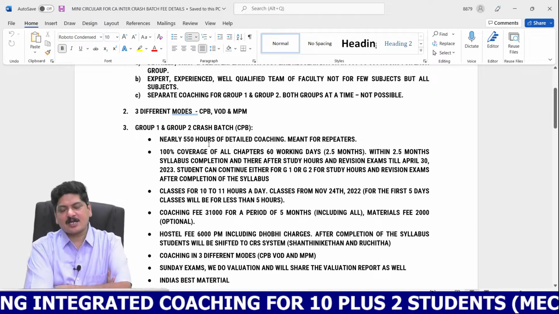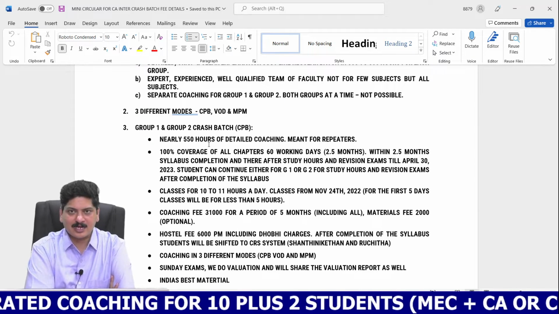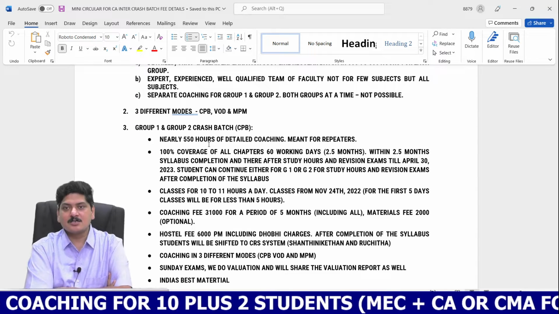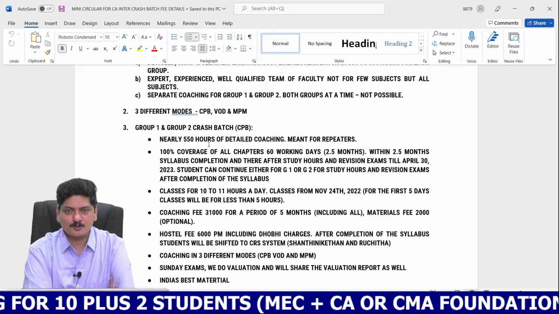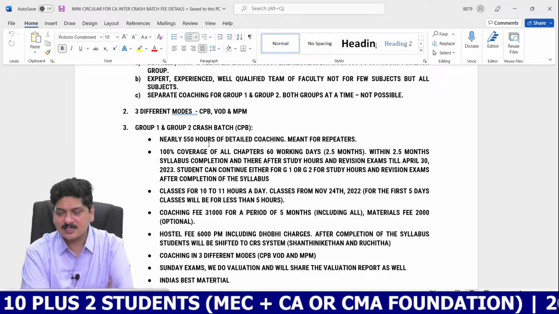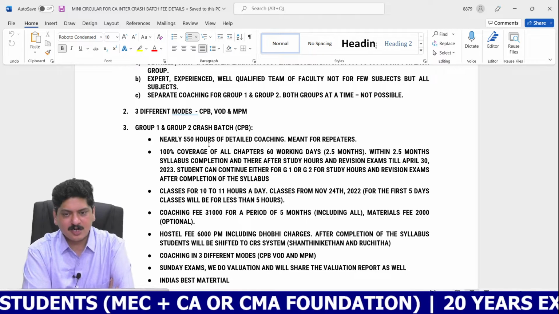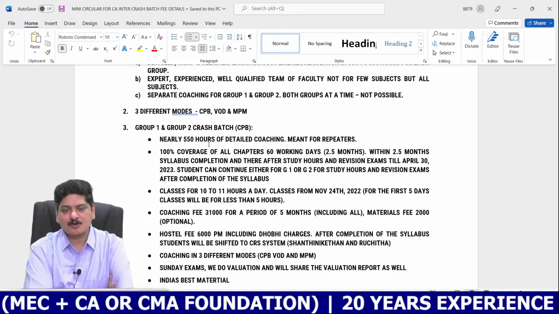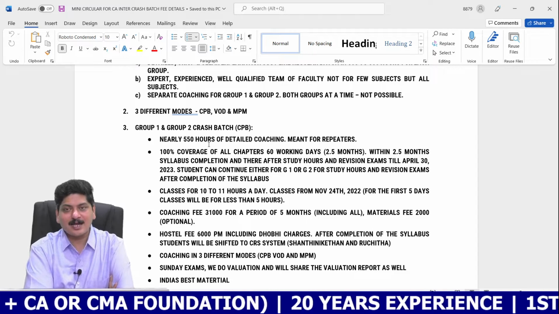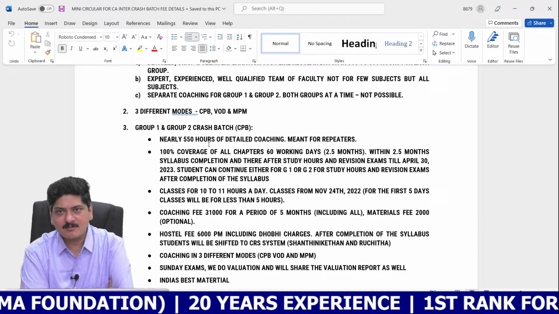Let me start with the CA Inter crash batch. So CA Inter crash batch is available for Group 1 and Group 2. But please do note that it is not possible for the student to attend both the Group 1 and Group 2 classes in physical mode, since the classes itself will be for 10 to 11 hours a day for each group. It is not possible for any student to attend the classes for Group 1 as well as for Group 2 at a time. And please do know that regular batch is different from crash batch.